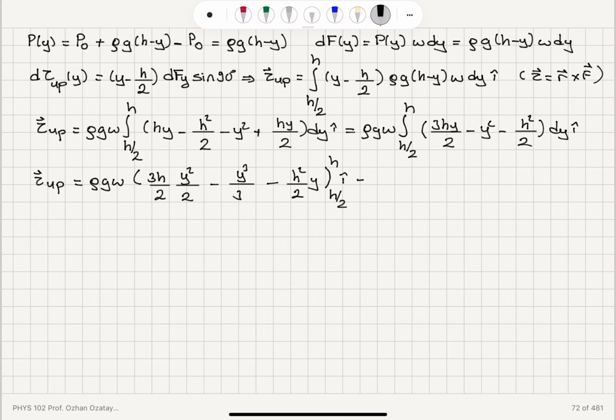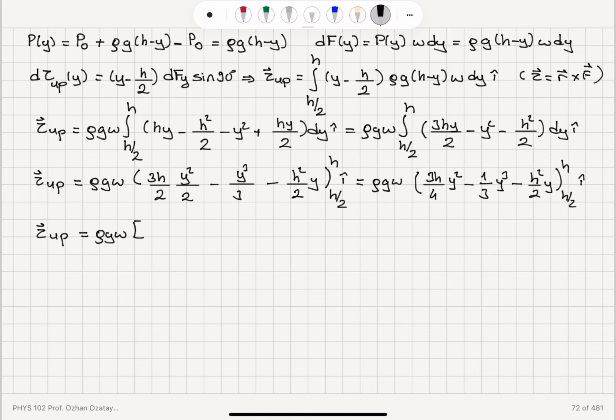So this can be rewritten as rho g w. Now I have 3h over 4 y squared minus 1 over 3 y cubed minus h squared over 2 y, evaluated between h over 2 and h in I hat direction. All right, so the torque in the upper portion is, now I will start evaluating.